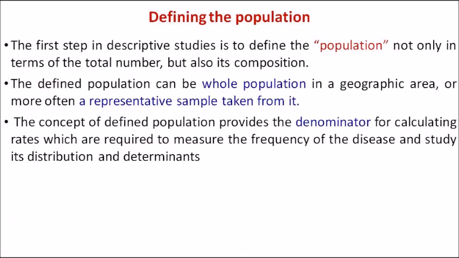So the first step is defining the population. No need to study the entire thing, just see the highlighted portions or colored text. I'm going to explain that very briefly. So why should we define the population? The concept of defining a population is that it will give us a denominator. We need a denominator to calculate the rates. We want to express the disease rates and frequency. So the population will give you the rates.